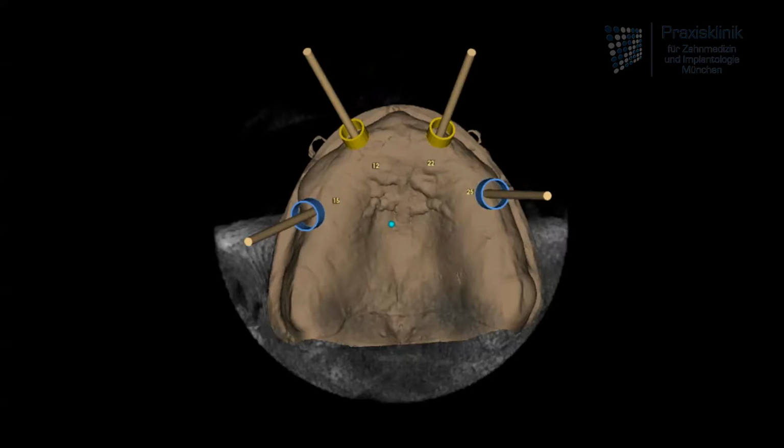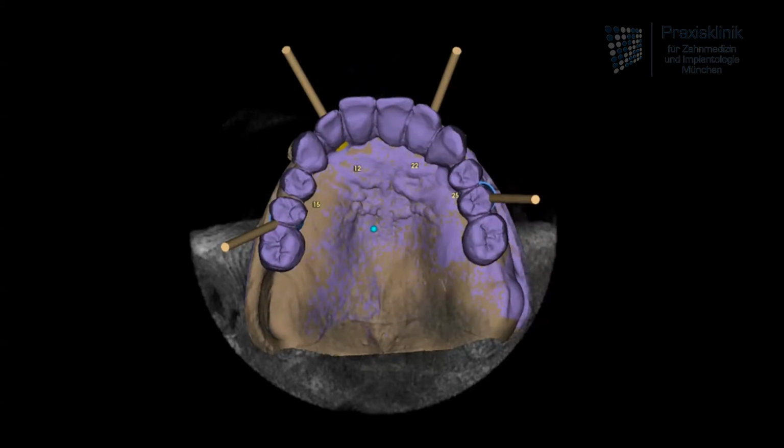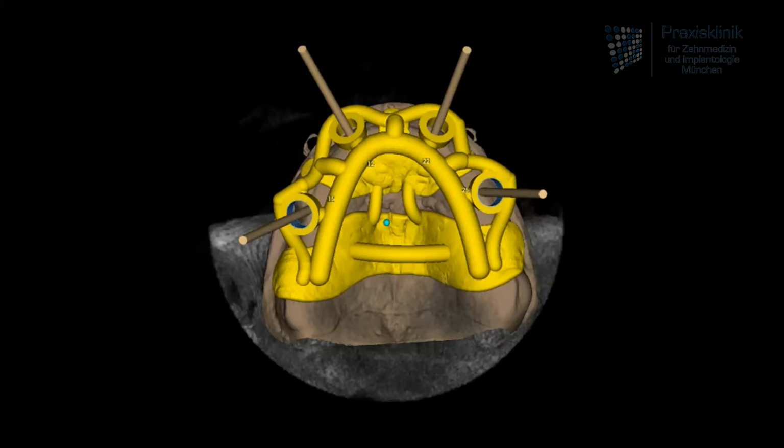And this is done by scanning a cast of the intraoral situation, matching it with the 3D X-ray image. And after that we can match also our imagination about how the new teeth will look. So this is a setup, it's also scanned and matched with the cast of the edentulous situation and the 3D X-ray image. Putting all this information together, we are now able to create a surgical template.